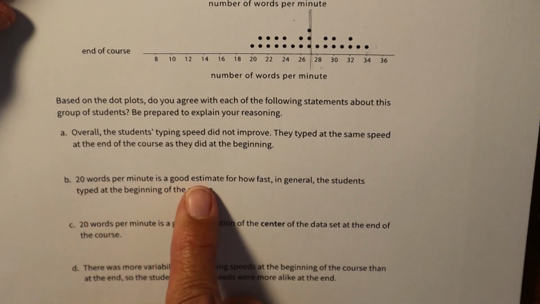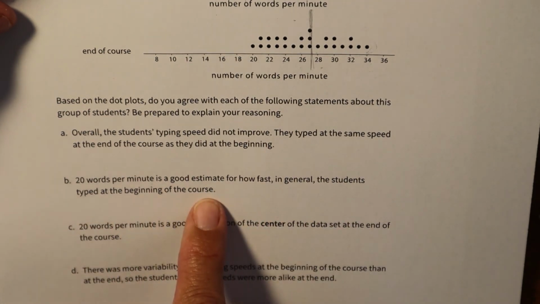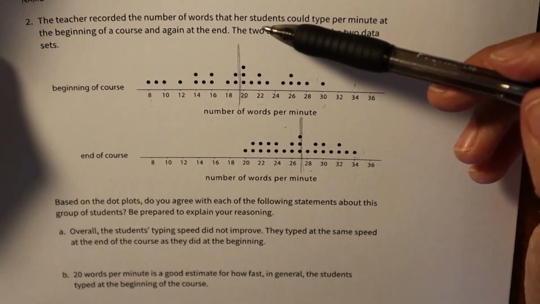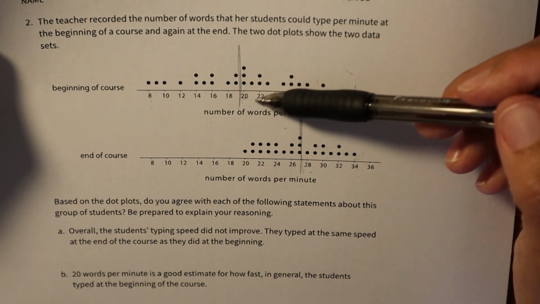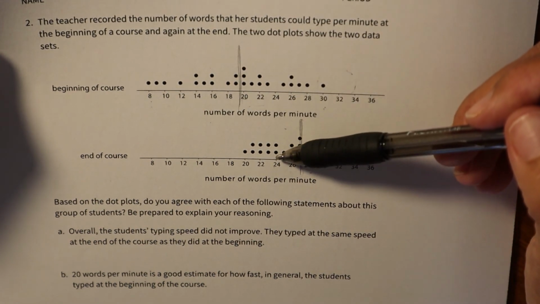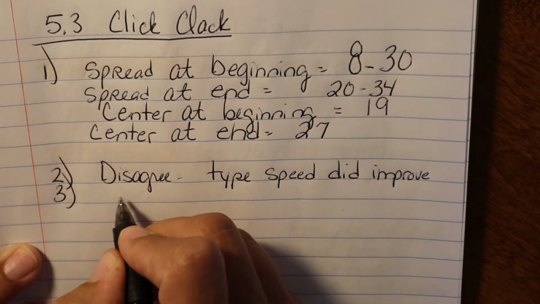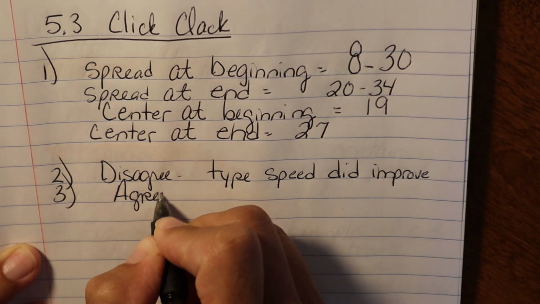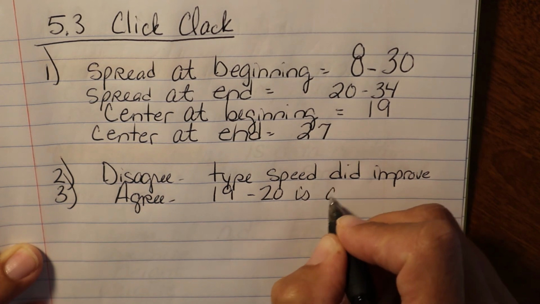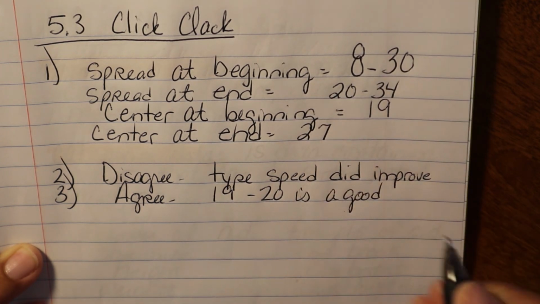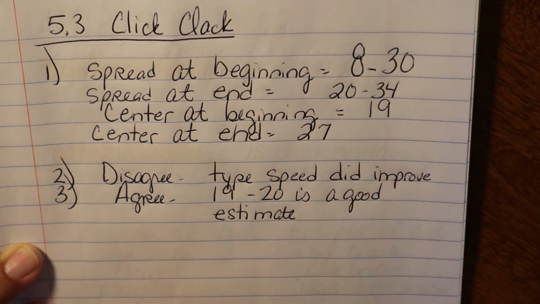Let's look at question number 3. 20 words per minute is a good estimate for how fast, in general, the students typed at the beginning of the course. So we're going to come back up here and look. Now, we said that the middle part was about 19, but 20 would work as well. 20 and 19 are right about in the middle. So I'm going to say for number 3 that we agree. 19 to 20 is a good estimate. Okay.